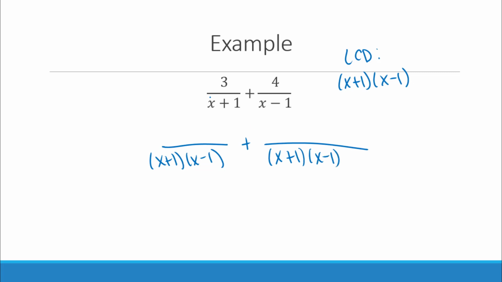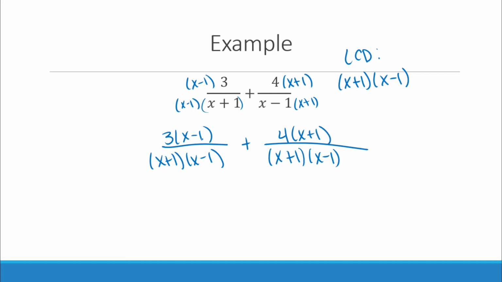What did I multiply this first one by to get from here to here? Well, I multiplied it by an x minus 1. So whatever you do to the bottom, you got to do the same thing to the top. So this is going to become 3 times x minus 1. What did I do to get from here to here? Well, I multiplied it by x plus 1. So I need to do the same thing to the top. This is 4 times x plus 1.